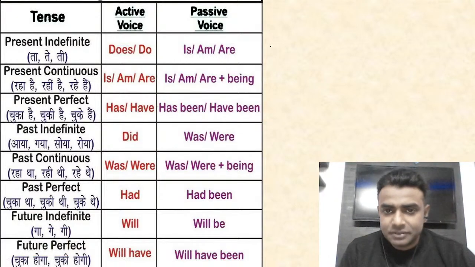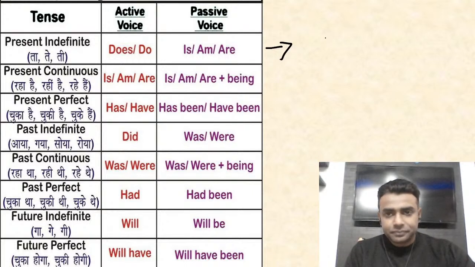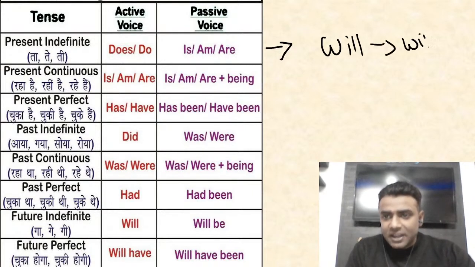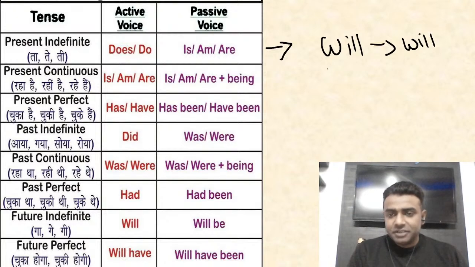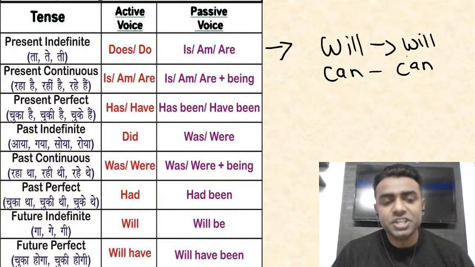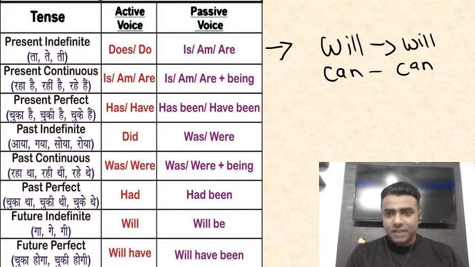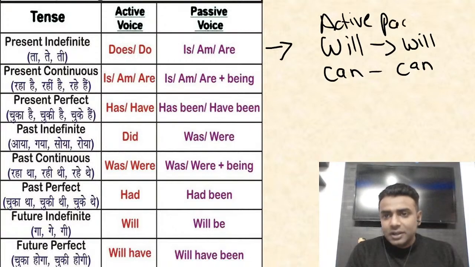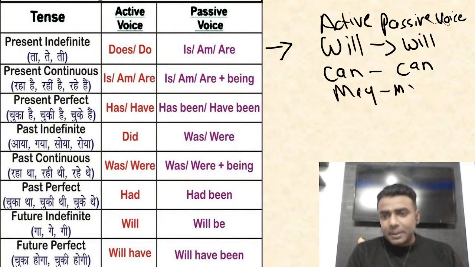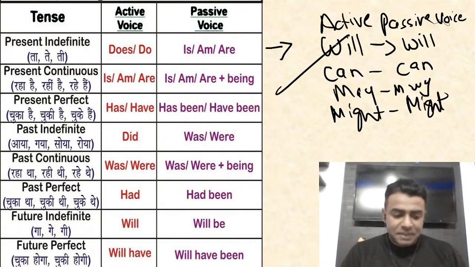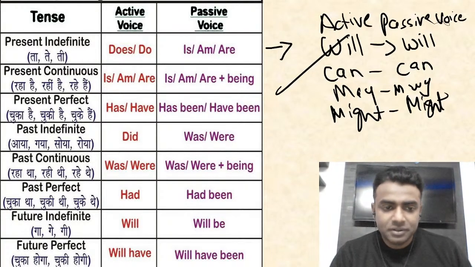Okay, and remember this. This is active passive. Will remains will. Do not change it. Can remains can. Only in direct and indirect speech you will find that there would be changes. In direct and indirect speech, will becomes would. But in active passive voice, write it down, and do mention these points to your students while training them. Will remains will. Can remains can. May remains may. And might remains might. These things do not change in active passive voice. Very important concept.